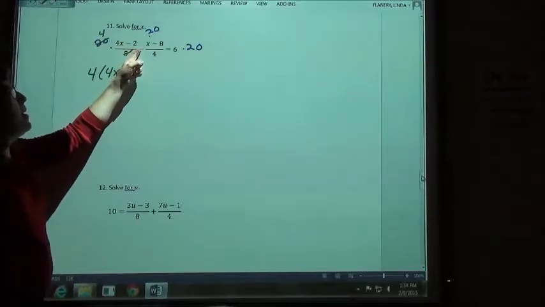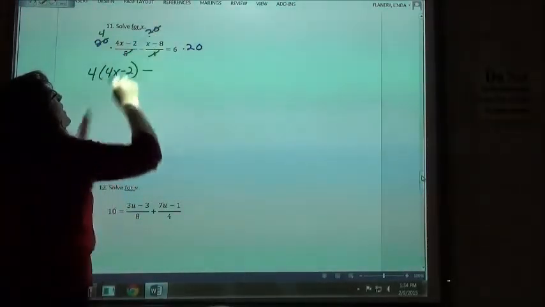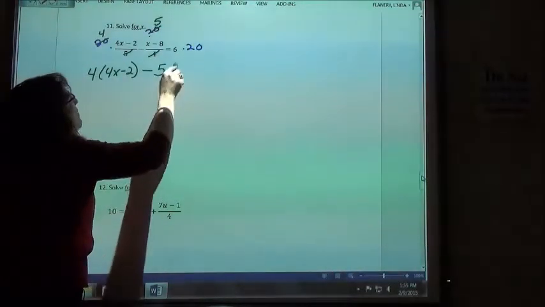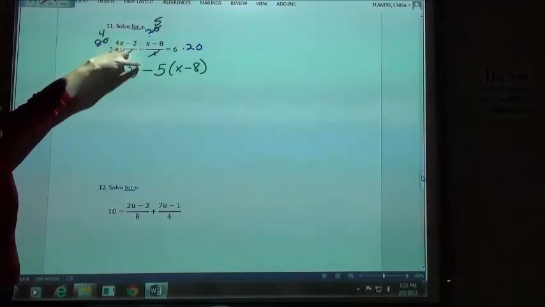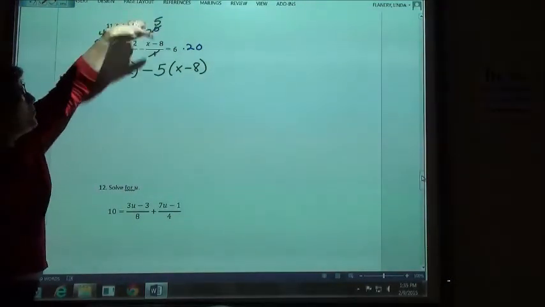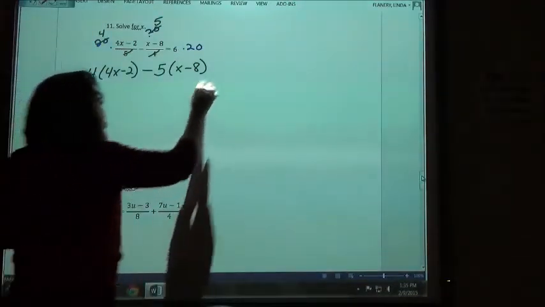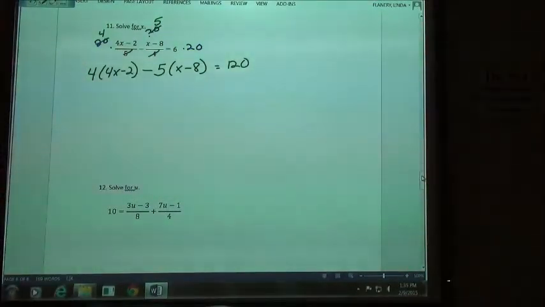Then I have this minus sign. 4 goes into 20 5 times. So I have minus 5 times x minus 8. So that sign in between came down, and then when I divided, I have my number there. And on the other side, 6 times 20 must be about 120, right?